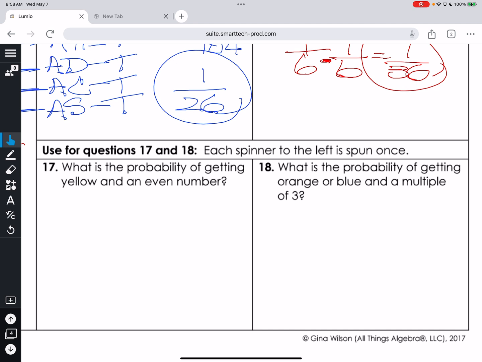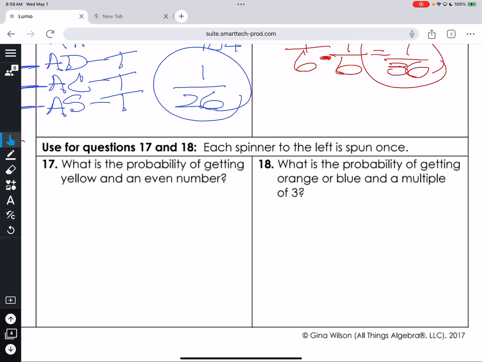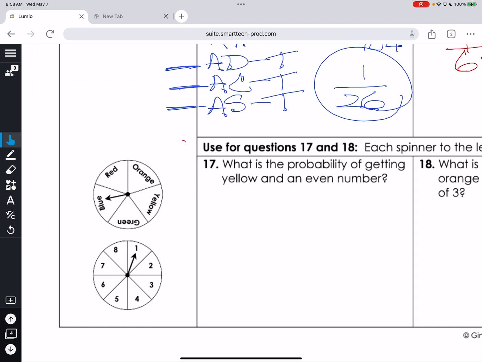Look at each spinner to the left is spun once. What's the possible outcome? 40. 5 on one and 8 on the other. So possible outcomes, 5 times 8 gives us 40. Did I lose you on that one? Well, on the first spin, there's 5 colors. On the second one, there are 8 numbers.